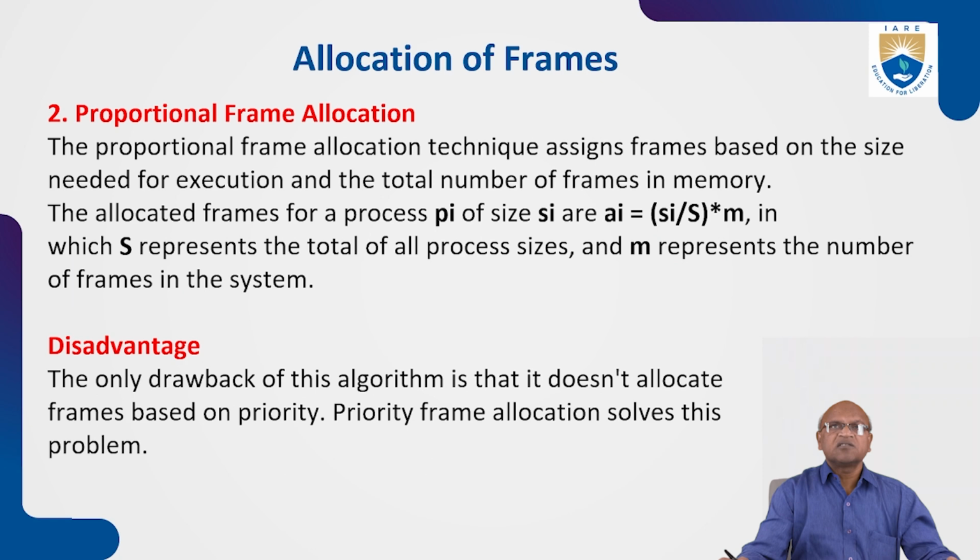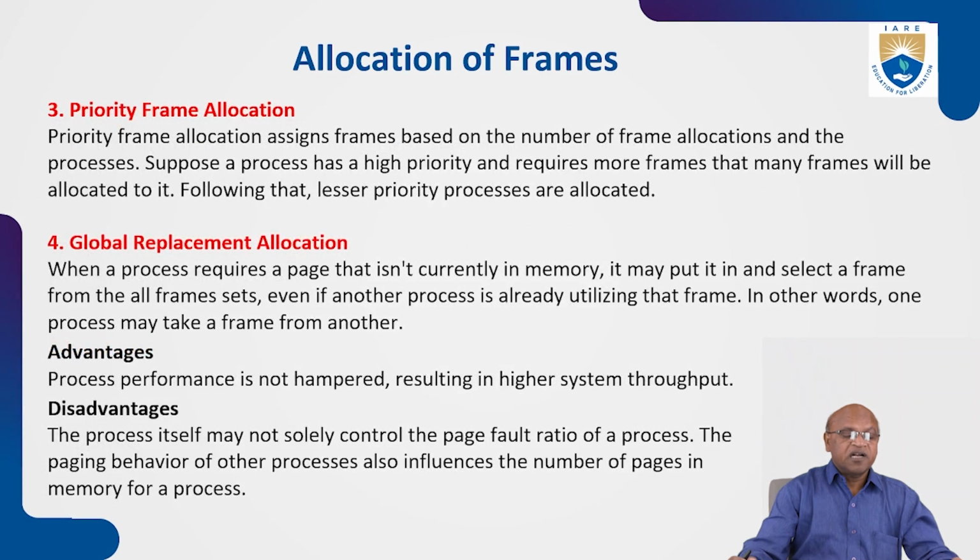So allocation of frames, proportional frame allocation. The proportional frame allocation technique assigns frames based on the size needed for the execution and the total number of frames in memory. So the allocated frames for process Pi of size Si is equal to Si by S into M, in which S represents the total of the process sizes and M represents the number of frames in the system. So what are the disadvantages in this system? The only drawback of the algorithm is that it doesn't allocate frames based on priority. Priority frame allocation solves this problem. So we'll see priority frame allocation.